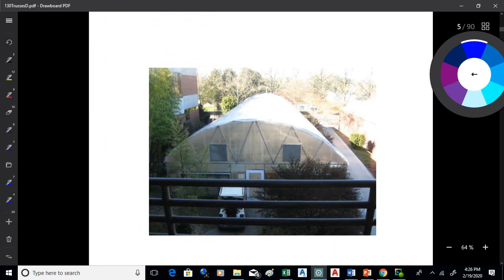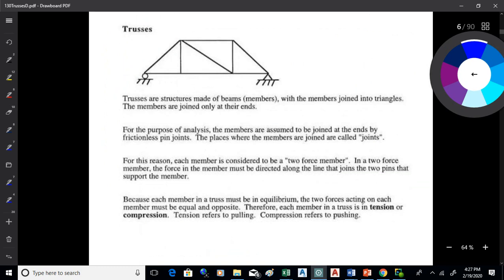There's a truss on campus, that's the greenhouse. Very simple little structure there, but it uses triangular panels. Okay, that's a truss type construction there.